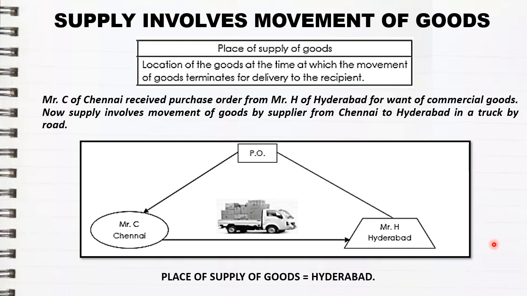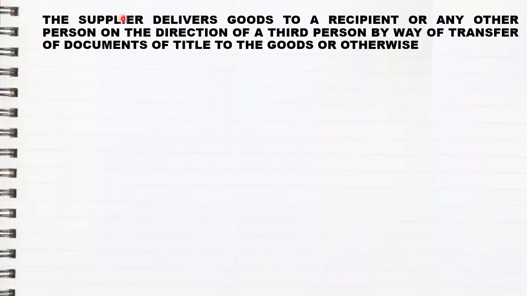Okay, now let us start with the next rule. The next rule states that the supplier delivers goods to a recipient or any other person on the direction of a third person by way of transfer of documents of title to the goods or otherwise. So here in the second rule, the supplier will deliver goods to a recipient on behalf of the third person. So here three parties are available: the supplier, the recipient, and the third person. On the direction of the third person, the supplier will give goods to the recipient.